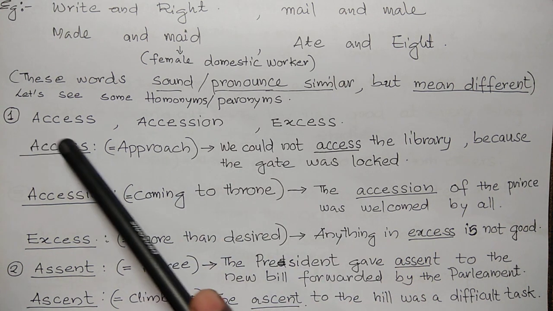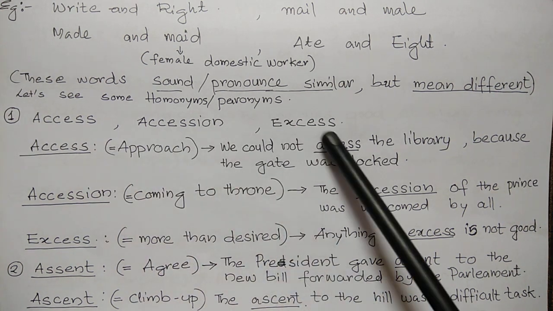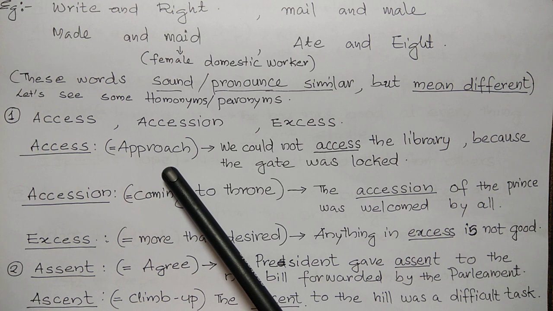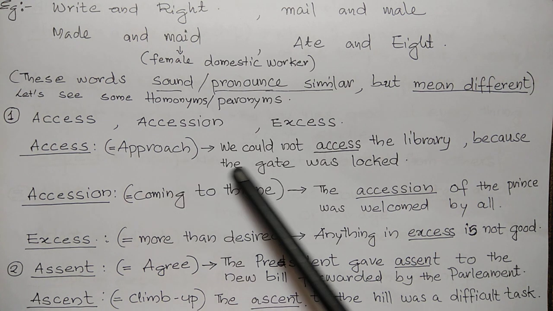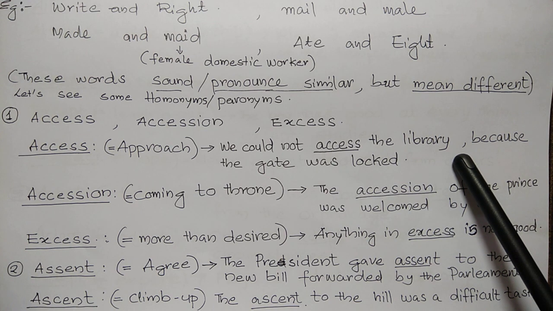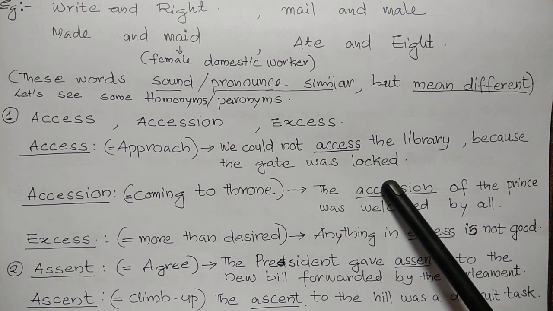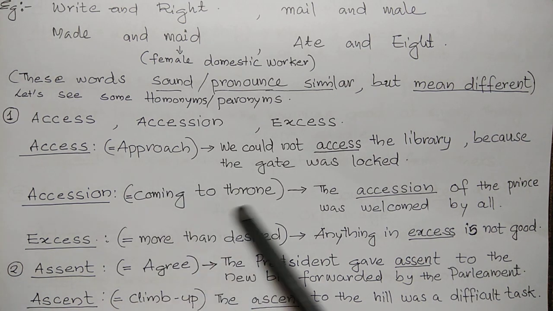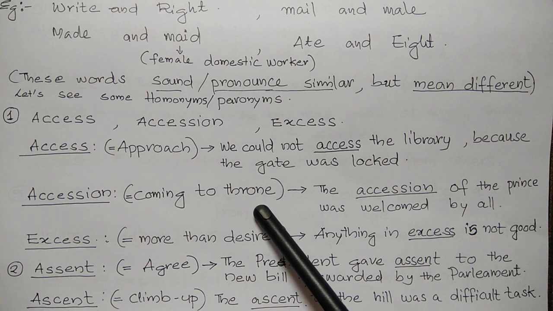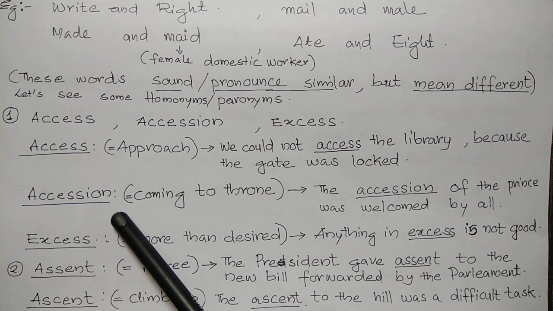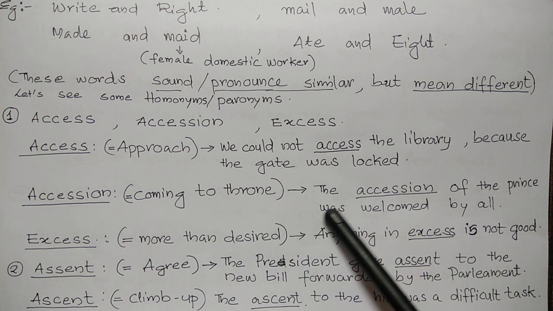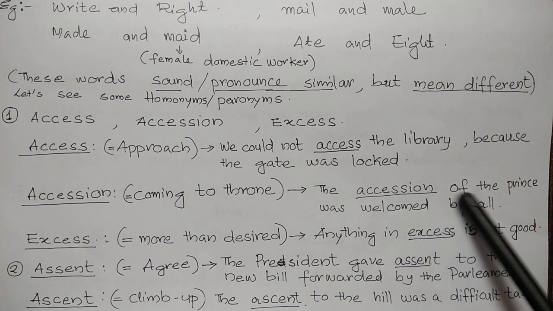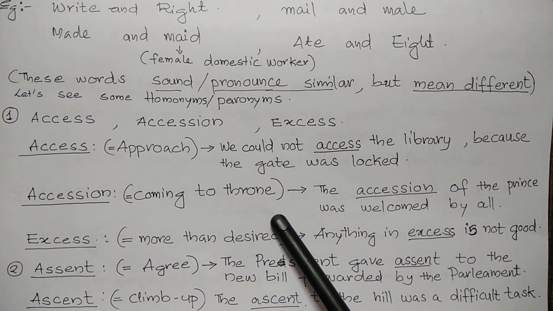First one, access, accession, excess. Access means approach. See the example. We could not access the library because the gate was locked. So there is access, approach. Accession, coming to throne. We must have heard, the accession of the king. Example, the accession of the prince was welcomed by all. Accession of the prince, coming to throne.